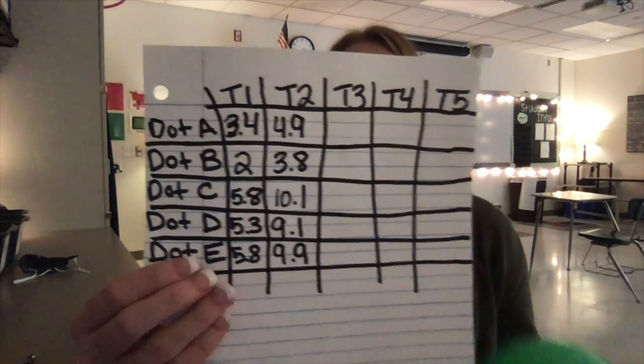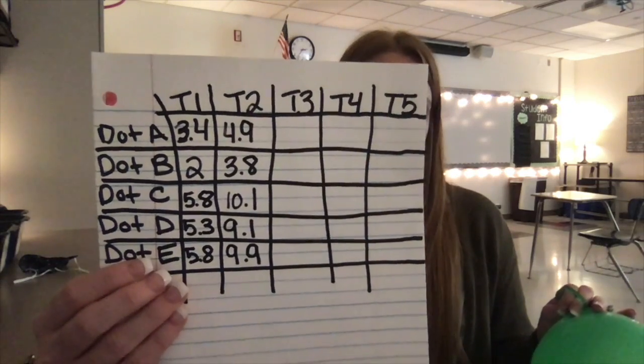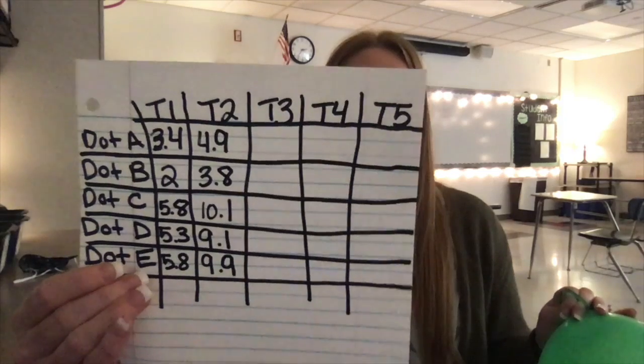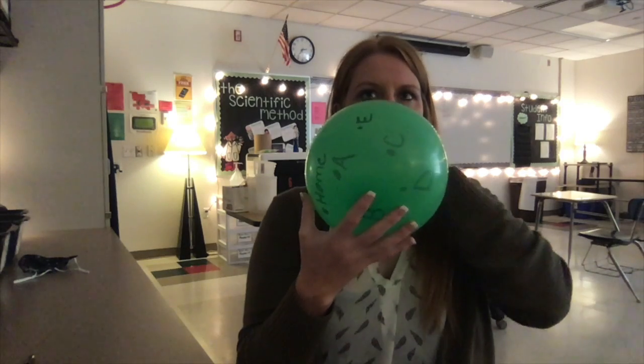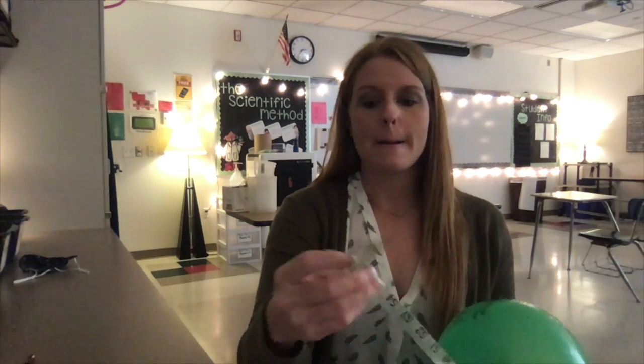Notice that every number in time two is getting larger and the distance is increasing between each dot and the home dot. All right, time three, I'm gonna add another two puffs of air. I'm not gonna add too much because we still have several more puffs of air to get in here and I don't want it to explode on me.